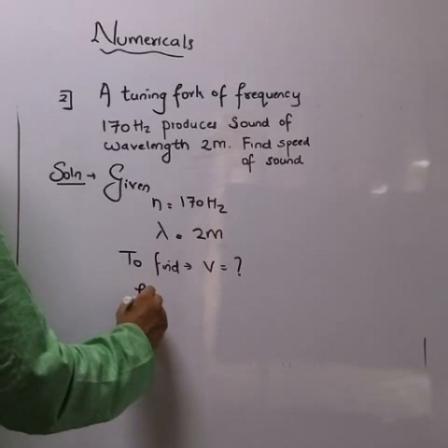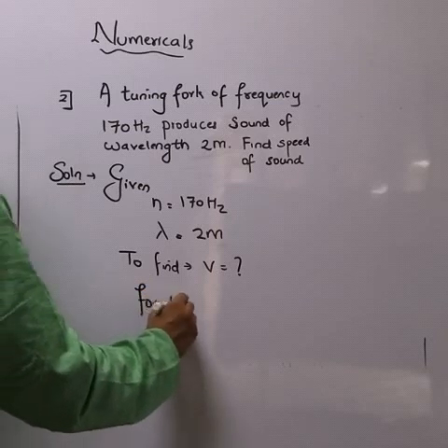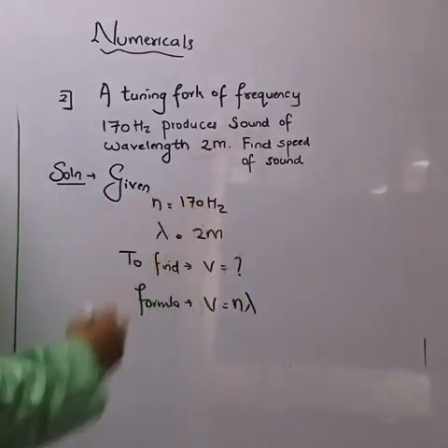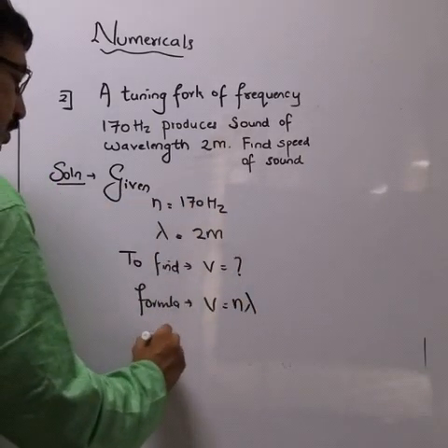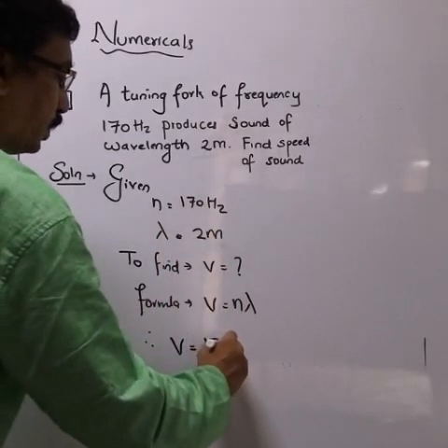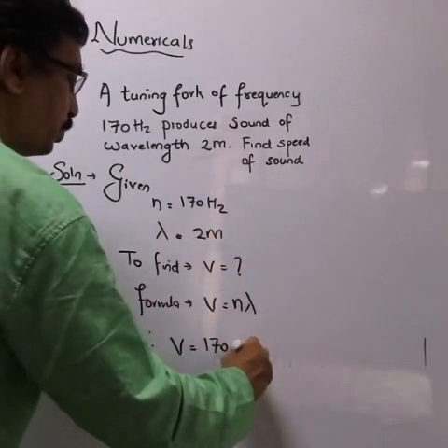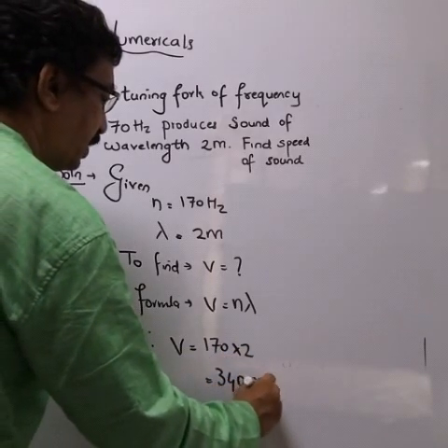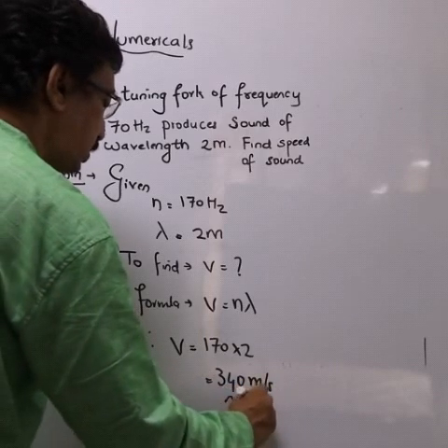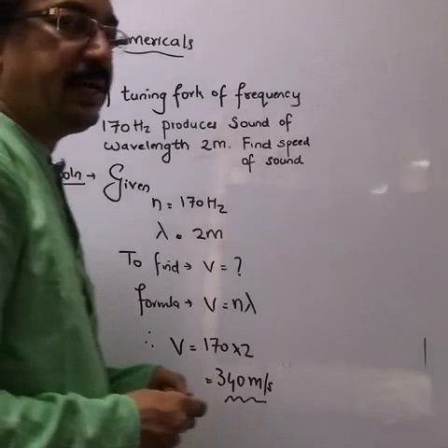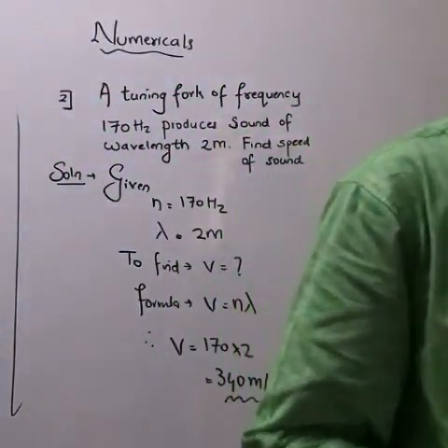And the formula we all know: V equal to n into lambda. Therefore, V will be n is 170 into lambda is 2, which is 340 meter per second. This is the speed of sound. A very simple numerical, and directly we use the formula V equal to n lambda.